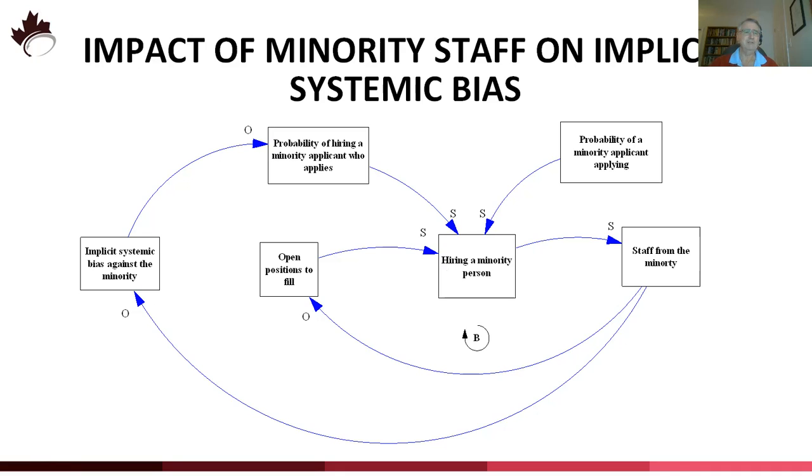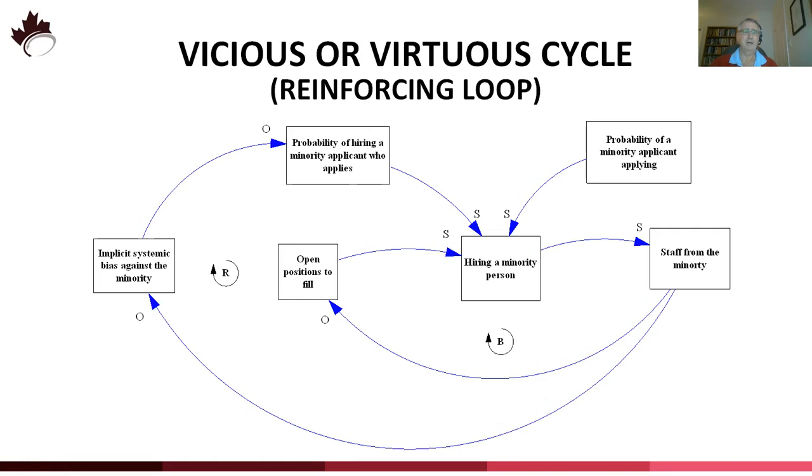However, there's another possibility. There's the possibility of lower systemic bias leading to higher probability, leading to more hiring, leading to more staff, leading to further less systemic bias. So this is what we call a reinforcing loop, or we label it with an R. And this reinforcing loop could be vicious in the sense that the number of staff goes down and down and down, or it could be virtuous. The number of staff could go up and up. So we don't know ahead of time whether this loop or this system is vicious or virtuous. And that's why it's important to build a quantitative model and put numbers to these values to see which direction the system would move.